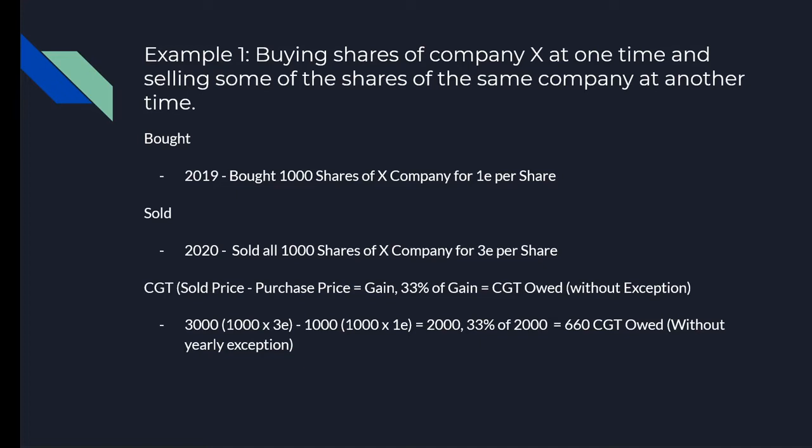So 33% of €2,000 is €660 capital gains tax. This is what you have to pay to the revenue. Now this is without a yearly exemption, right? So this is a very simple case. You bought once, and then you sold any amount of them at a certain time. Now in this case, we sold all of them, but you don't have to sell all of them. You could have sold like 50 of them or whatever. But if you have any profit, you're outside the exemption, you'll have to pay capital gains tax.